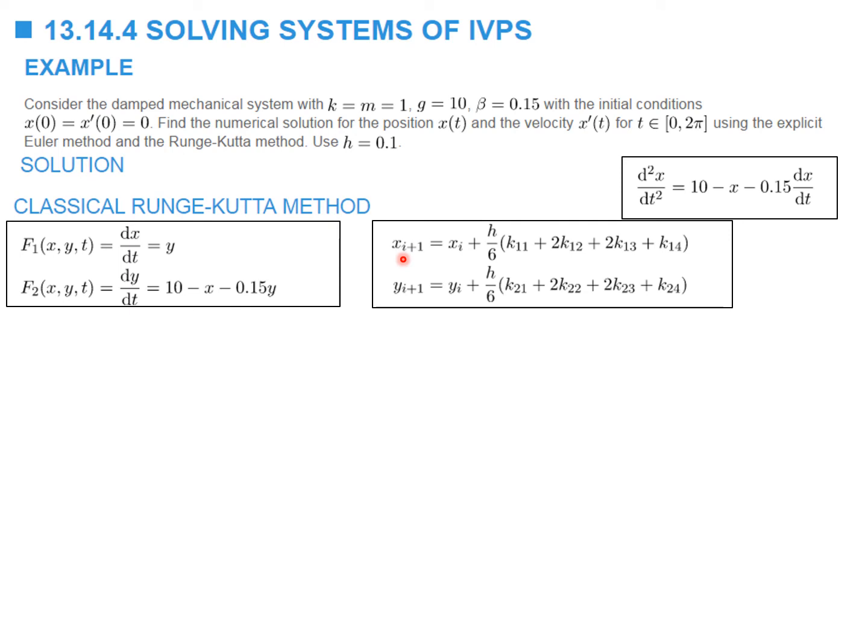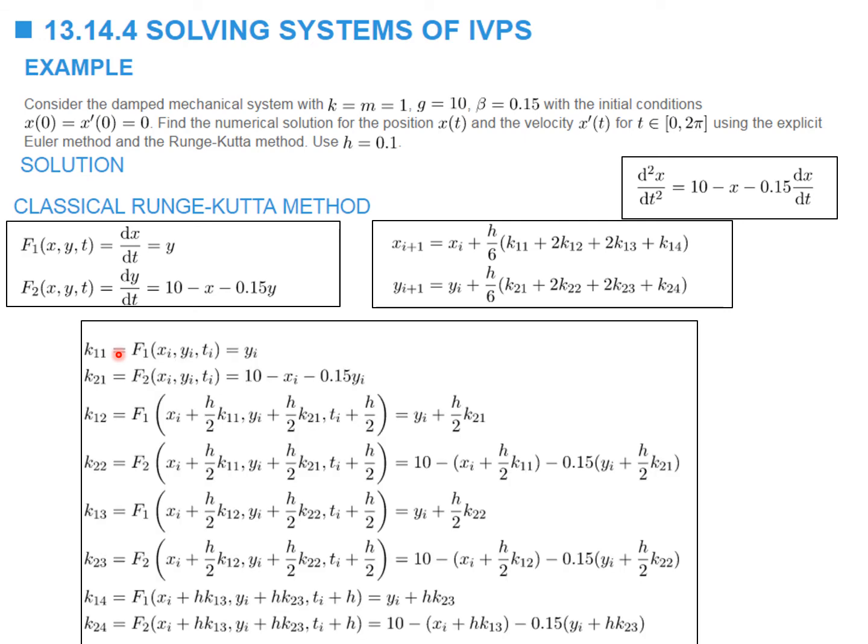The Runge-Kutta method states the new value of x at time t sub i plus 1 is equal to the initial value of x sub i, plus h over 6 multiplied by these slopes, k11, k12, k13, k14, which are slopes evaluated at certain points within the time interval. Similarly, the velocity y sub i plus 1 is equal to y sub i plus h over 6 multiplied by these slopes. And these slopes are the slope of y, which is f2, 10 minus x minus 0.15 y, but evaluated at specific time points within the interval. Lots of computations, but you will see that with these computations, the method will prove to be very, very accurate.